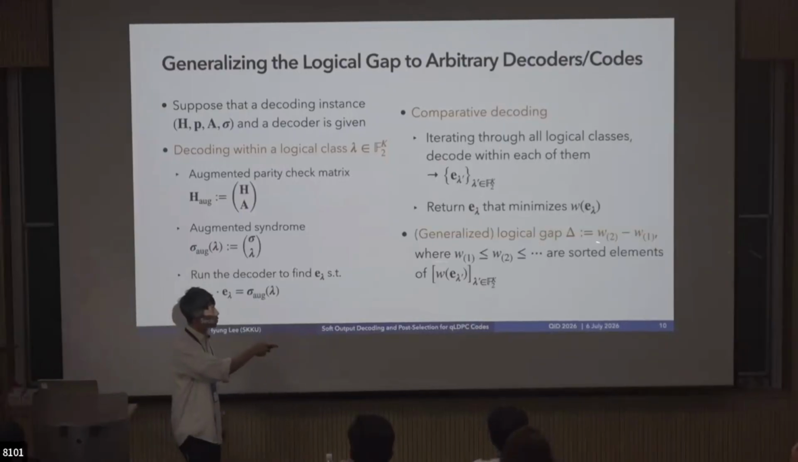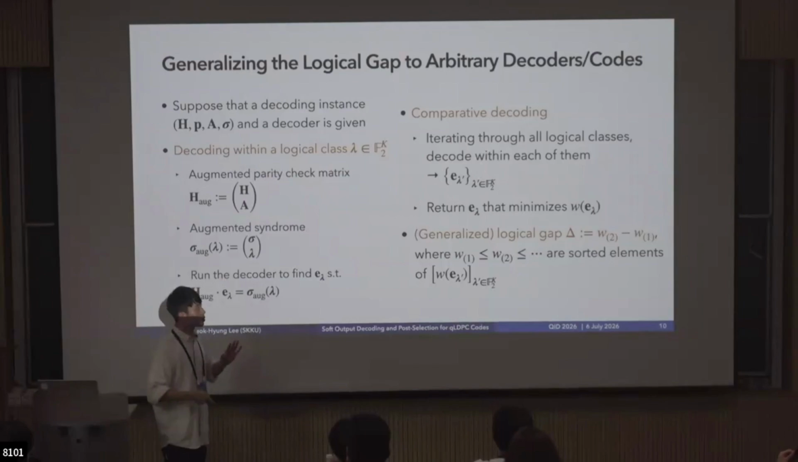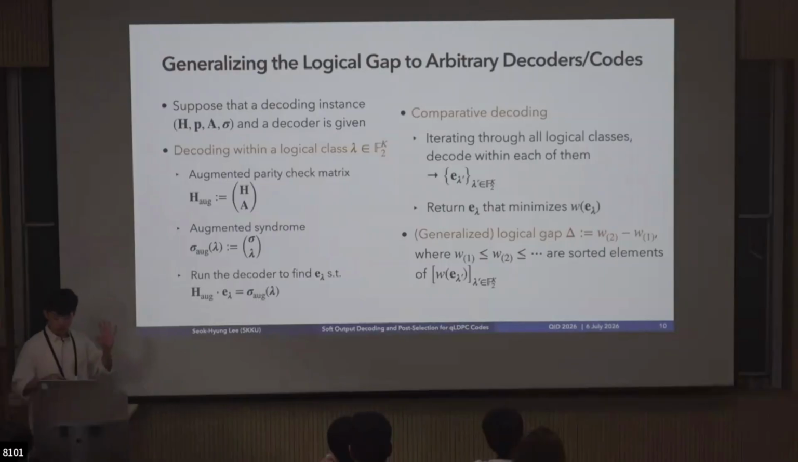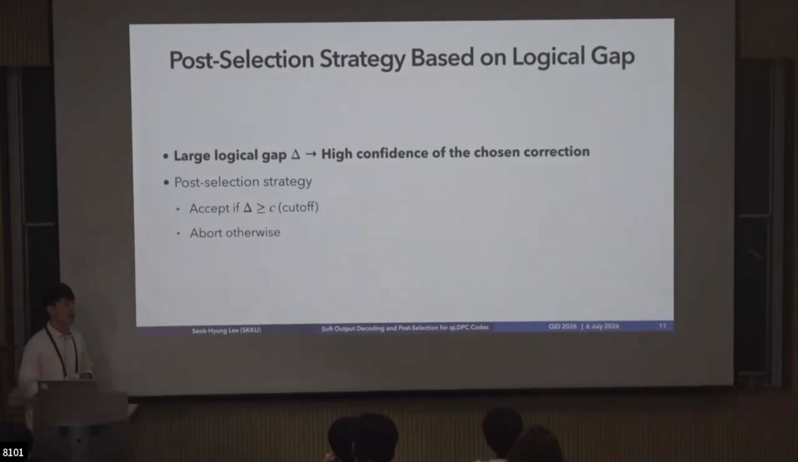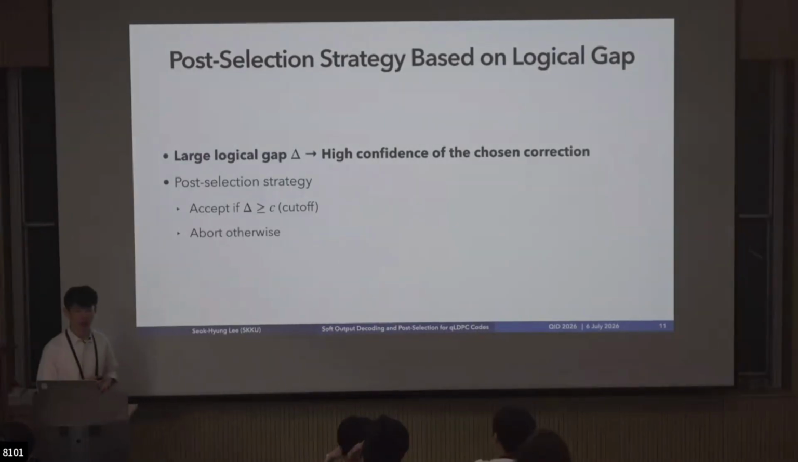And the generalized logical gap is defined as the difference between the minimum weight among these corrections and the next minimum weight. After we calculate this logical gap, the post-selection strategy is very simple. We just accept if the logical gap is above a certain threshold, a certain cutoff value, and abort otherwise, assuming that this logical gap well represents the confidence of the decoding outcome.